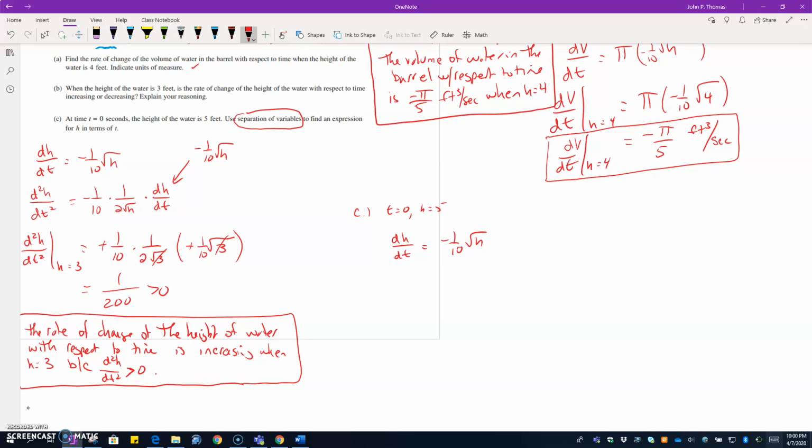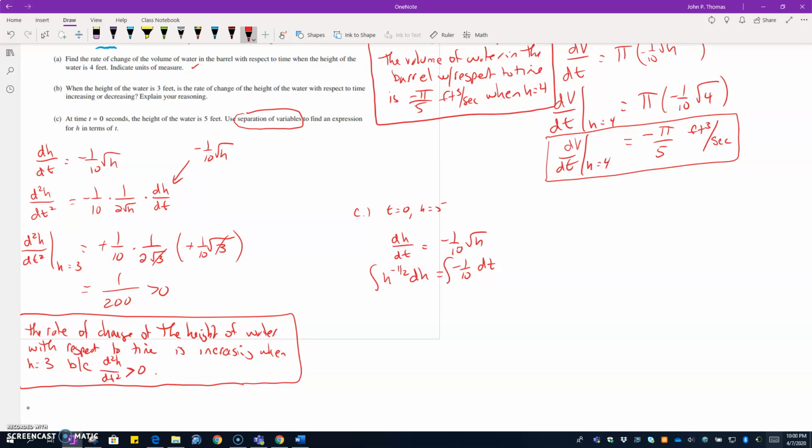So I'm going to divide both sides by root h, which means that I have h to the negative 1/2 on this side. I'm going to leave the dh, but I'm going to multiply over the dt. So on this right-hand side, I have negative 1/10 dt. From here, I've separated my variables.